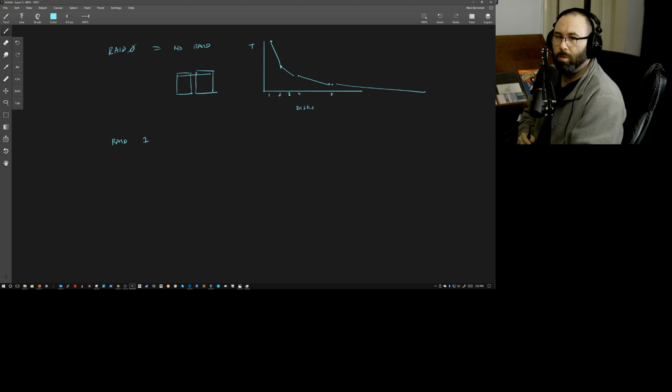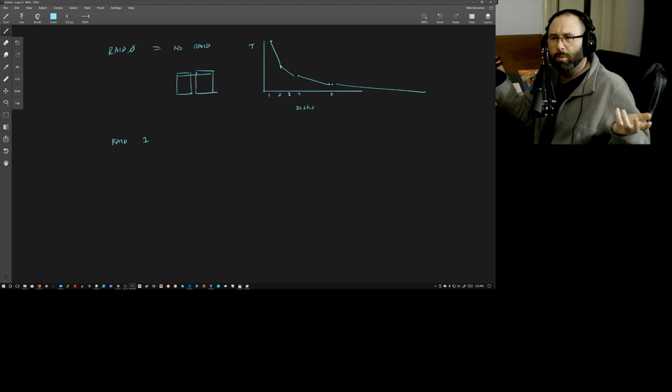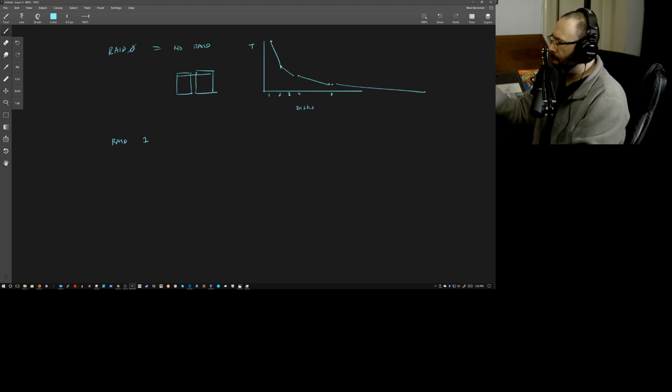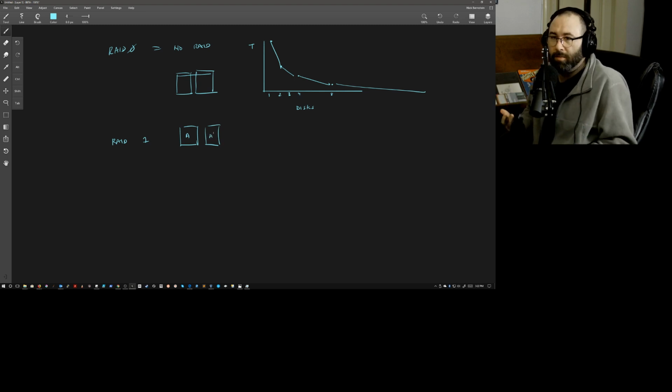RAID 1 and RAID 0 are similar in the sense that they're both working on the basis of 2 disks. Well, with RAID 1, you could use more, I suppose. But the idea is that RAID 1 is going to be mirroring. So we're going to have one disk, we'll call this A, and then we're going to have A prime. We're going to have a second copy of that data on the other drive.